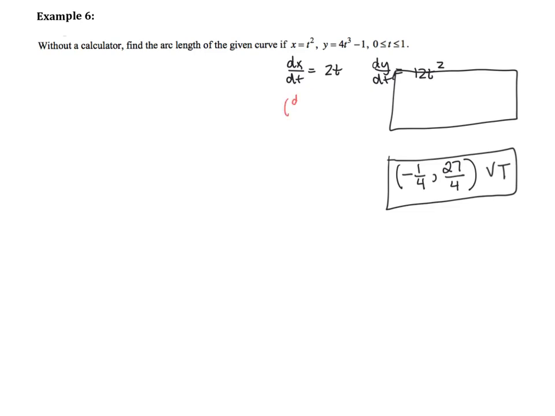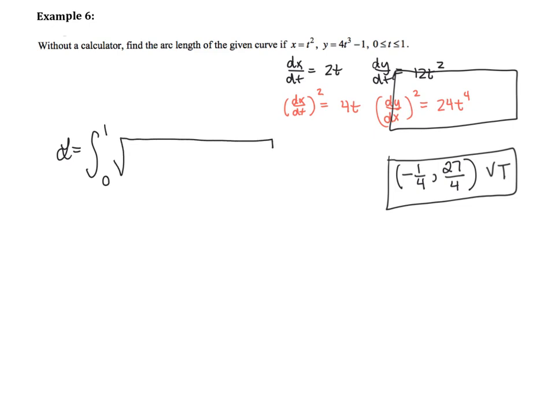So in my next step, when I square these, I'm going to get 4t squared, and then I'm going to get 144t to the 4th. So next I'm going to put these in my arc length formula. Arc length is equal to the integral from 0 to 1 of the square root of 4t squared, which was dx/dt squared, plus 144t to the 4th dt.